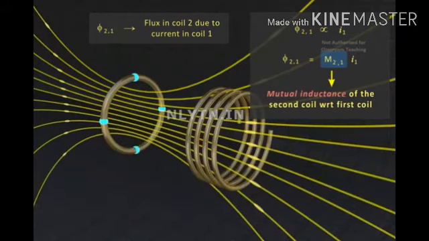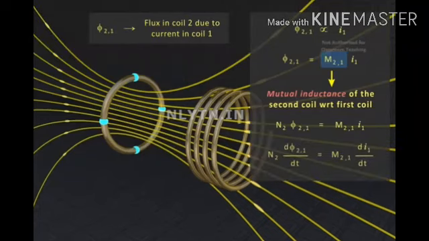If the coil has n number of turns, like a solenoid, we can write the flux linked with the second coil in terms of the mutual inductance of the second coil with respect to first coil into the current in first coil. From Faraday's law, induced EMF will be equal to the rate of change of flux. Using this equation, we can say that EMF induced in the second coil will be equal to this term.